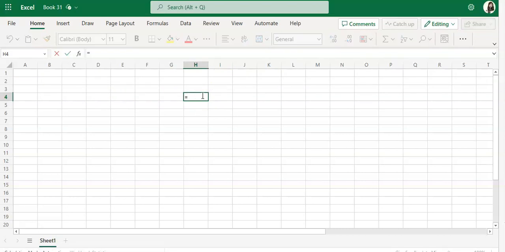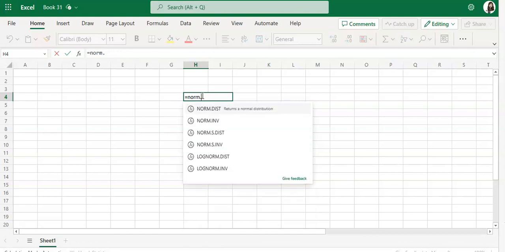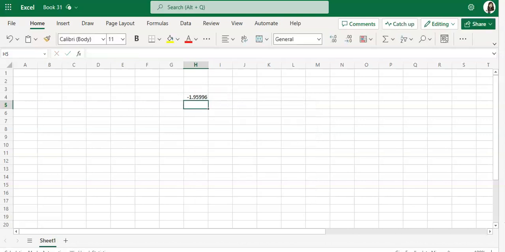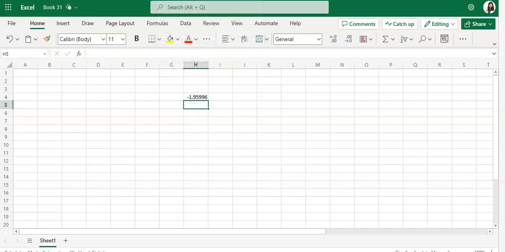So I'm going to do equal NORM.INV, and I'm going to put 0.025. Oh, I'm sorry. NORM.S.INV and 0.025, and it gives me, we're used to seeing on the chart 1.96 for 95% interval, but let's notice that Excel gives us more decimal places and makes it more accurate. So I'm going to write that down as my Z value, 1.95996.